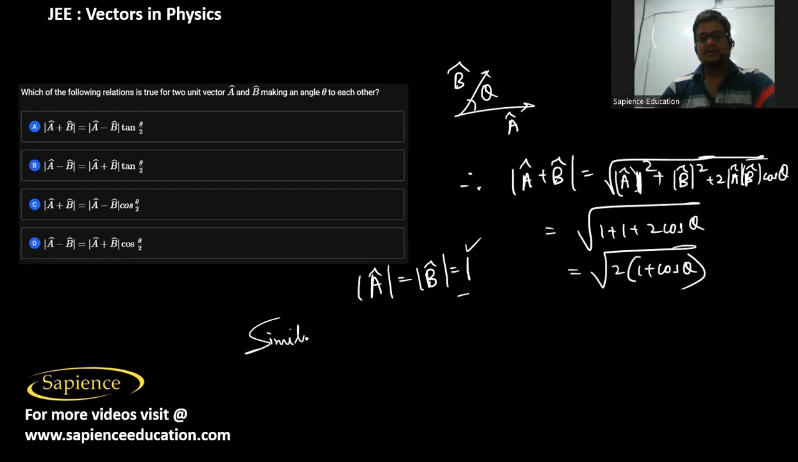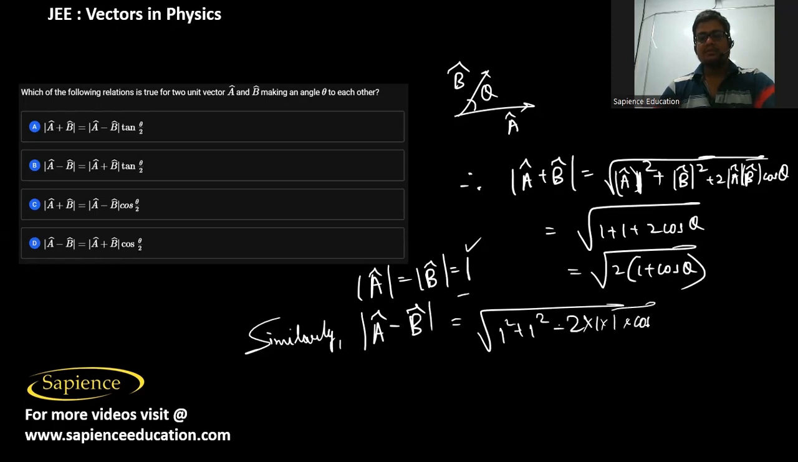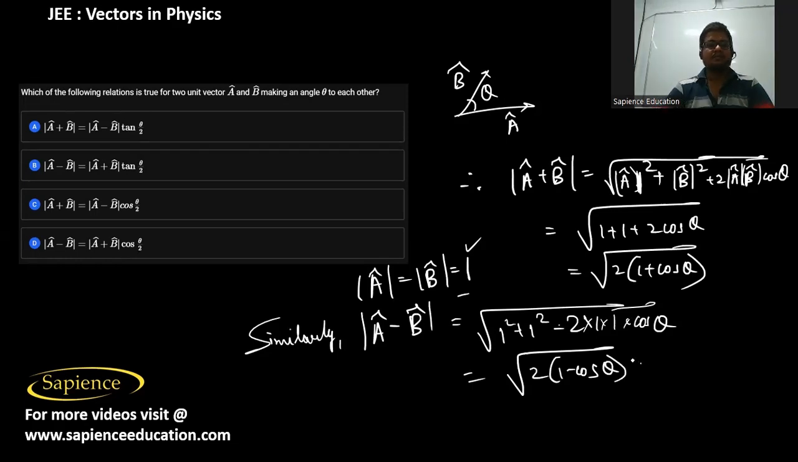Similarly, the magnitude of A cap minus B cap will be equal to the square root of 1 square plus 1 square minus 2 into 1 into 1 into cos theta. So this will be the square root of 2 times (1 minus cos theta). Here it is told theta is the angle between A cap and B cap. Then what is the relation between the magnitude of A cap plus B cap and the magnitude of A cap minus B cap?